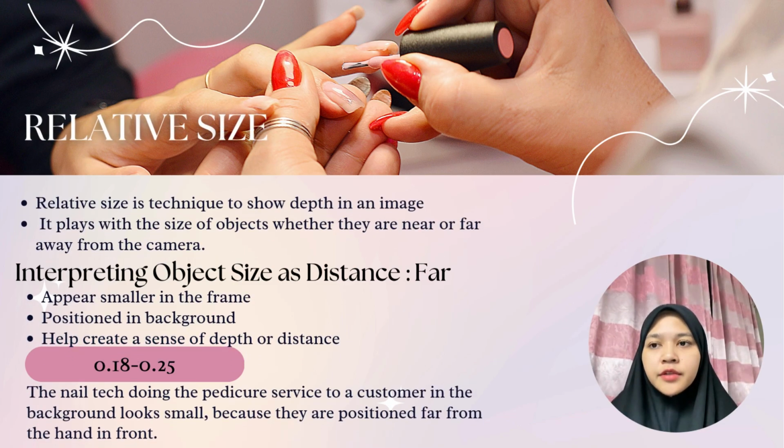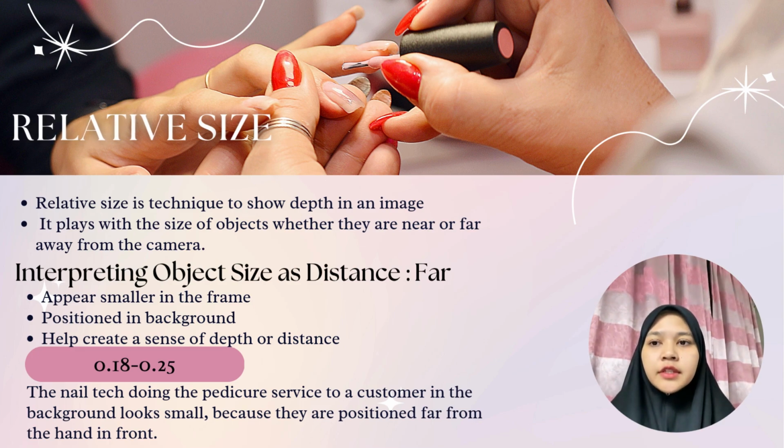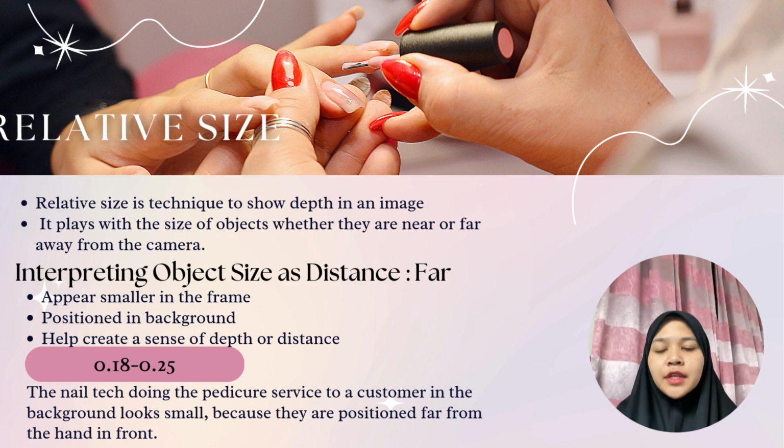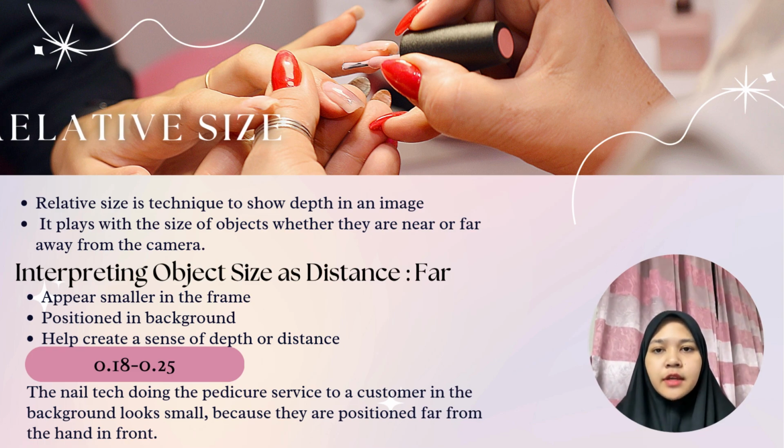The second technique that I use based on chapter 6 is relative size. Relative size is a technique to show depth in an image. It plays with the size of objects, whether they are near or far away from the camera. In relative size, we can interpret object size as distance.